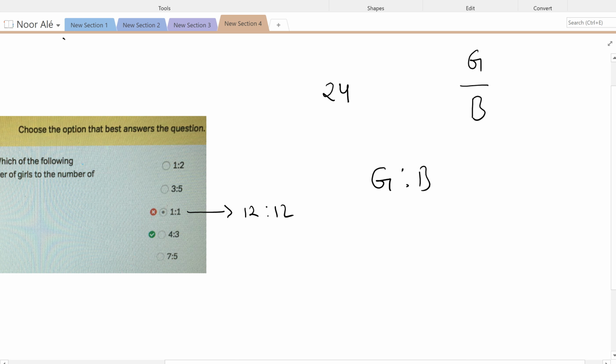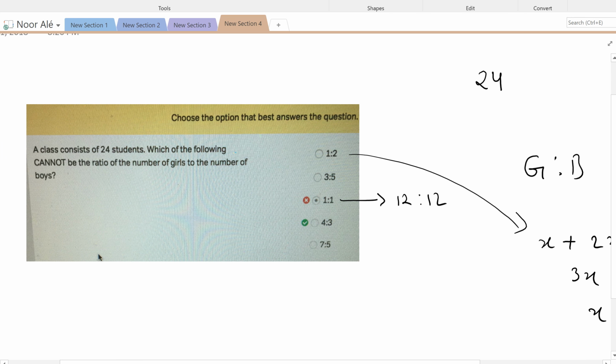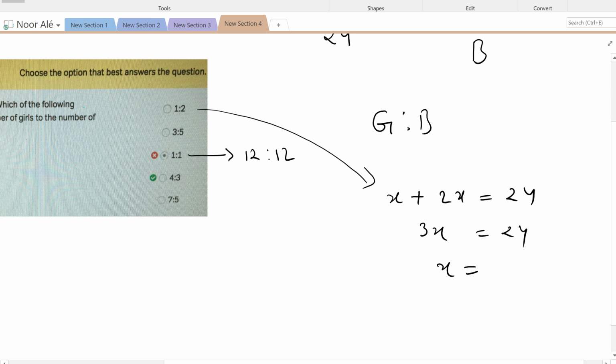So let me write down a mathematical equation. You can write it like x times 1, and then 2 times x, equals 24. If your x is a whole number, that means this is valid. So you multiply 1 by x and 2 by x, and the sum of them is 3x. So x equals 2. Which of the following cannot be? So the answer is cannot be.